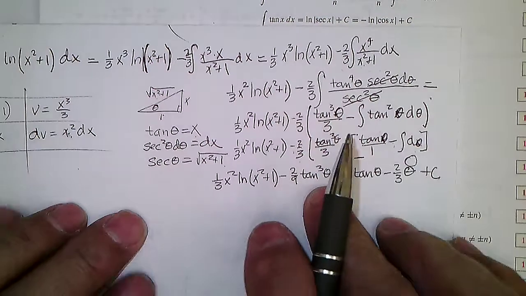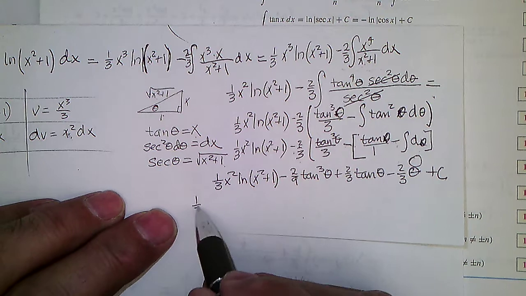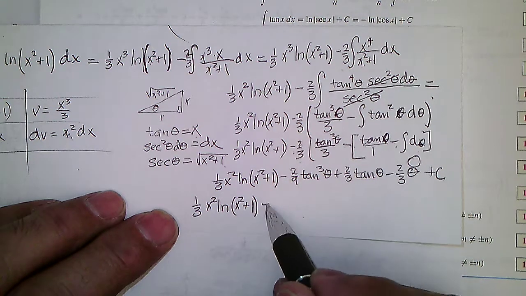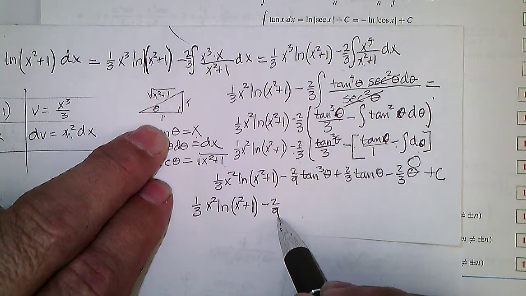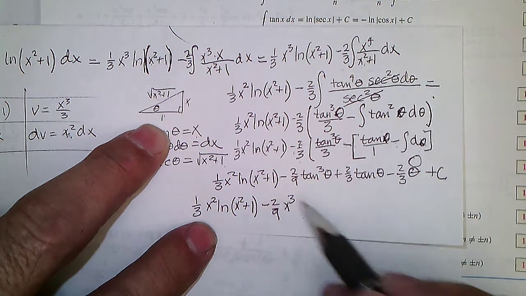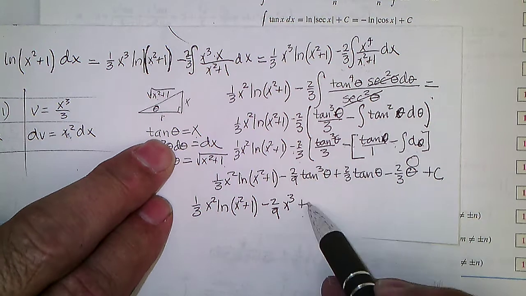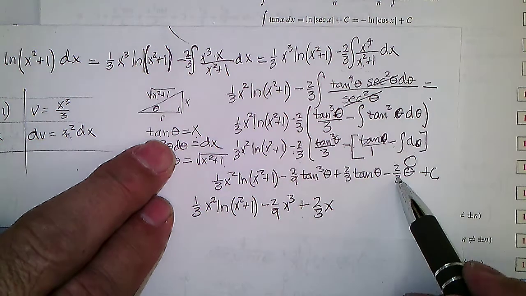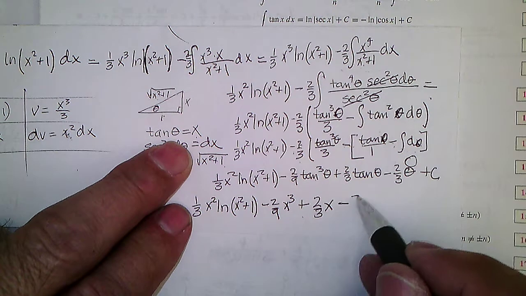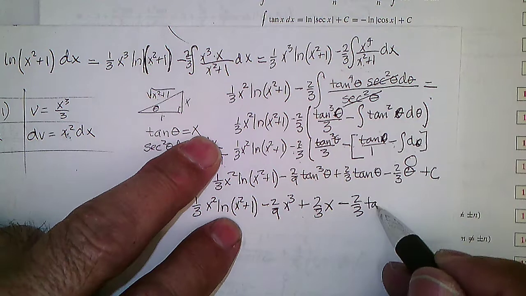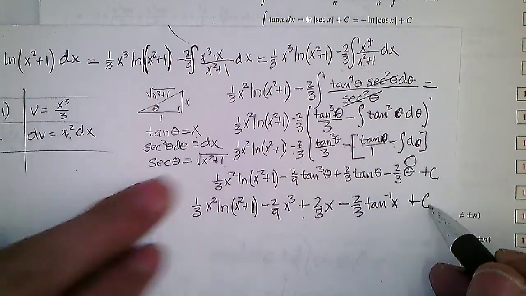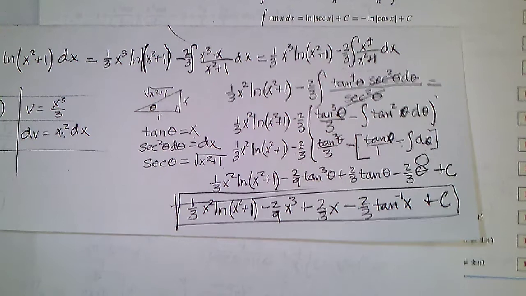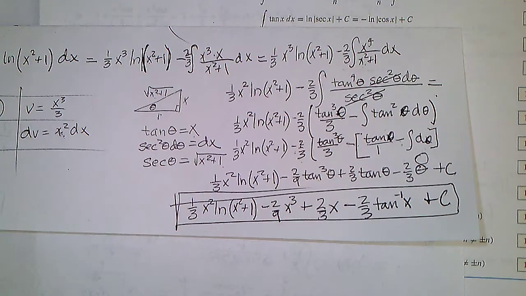And so we've got x's and thetas, so we've got to get the thetas out of there. So we have 1/3 x squared ln x squared plus 1 minus 2/9. The tangent is just x. x to the third, see, tangent is x, plus 2/3 x, and then theta gives minus 2/3 tangent inverse of x. There we have our final answer, as far as I want to go. Okay.